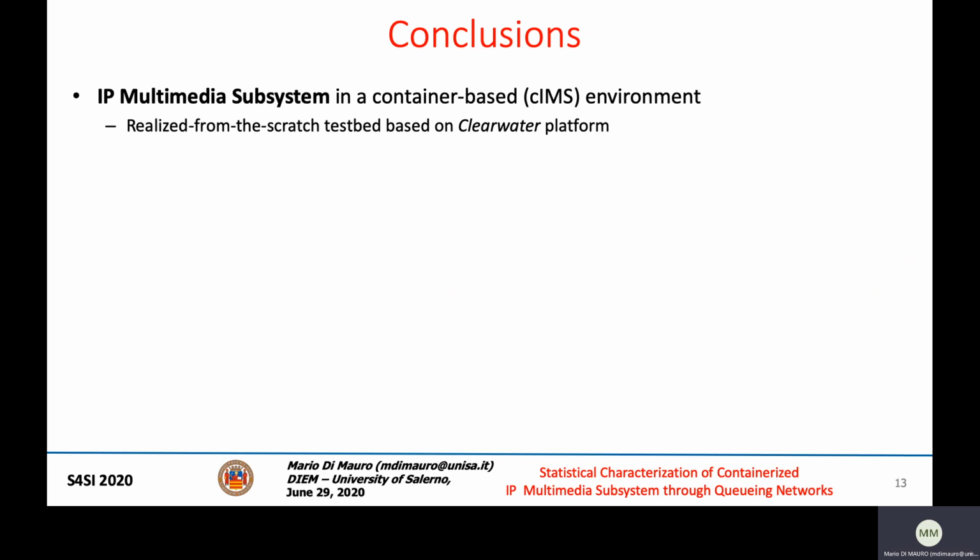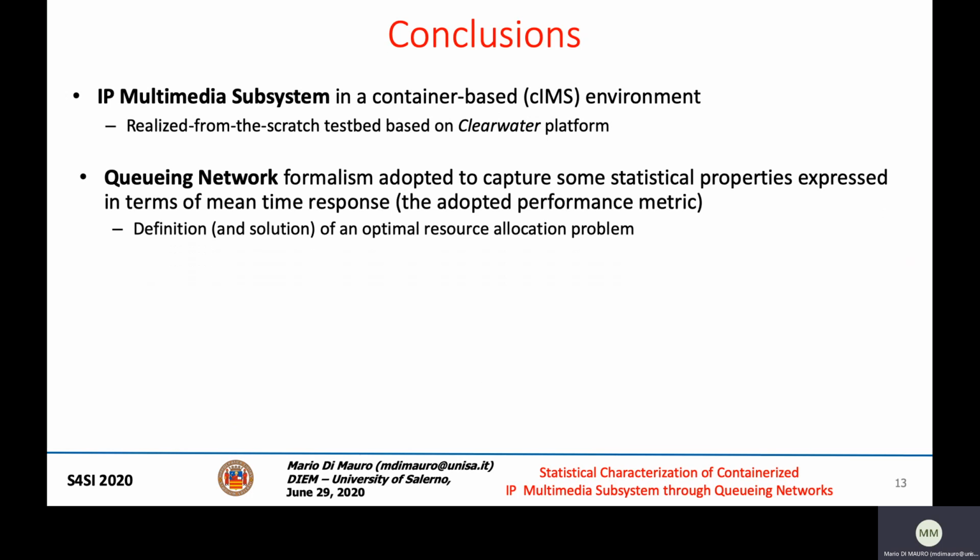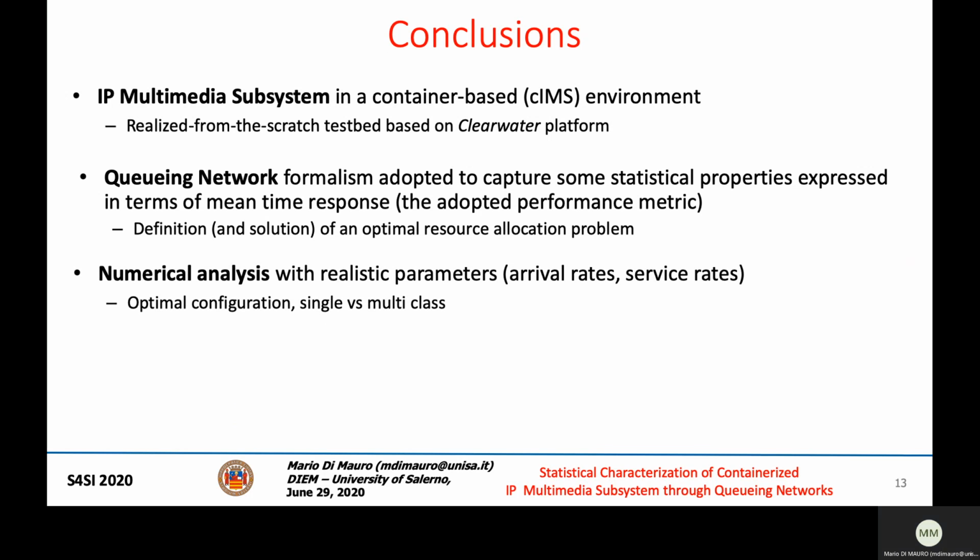So, in conclusion, I've presented to you an IP multimedia subsystem infrastructure deployed in a container-based environment thanks to an open source platform named Clearwater. Then I've presented to you a queuing network formalism that we adopt to capture some statistical properties typically expressed in terms of mean response time. And finally, I've presented a numerical analysis where some realistic parameters, like service rates, have been derived from our experimental testbed. Such analysis has been split into an optimal configuration analysis and a comparison between single and multi-class scenarios.